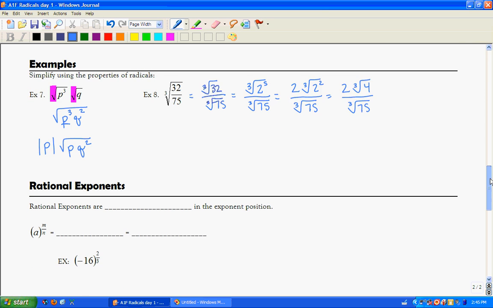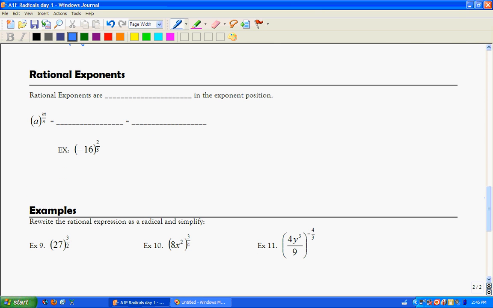One last property we have to cover today is rational exponents. So rational exponents are fractions in the exponent position. So if you have a to the m over n power, you can write that as the nth root of a, all to the m power, or you can simplify that to the nth root of a to the m.